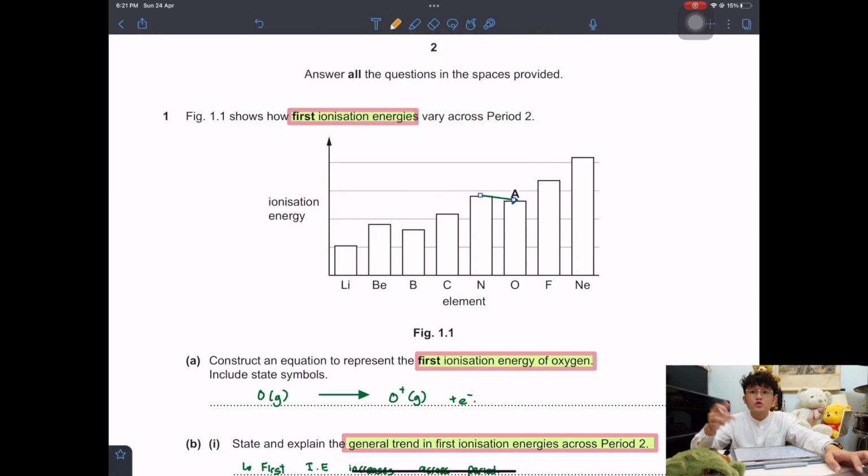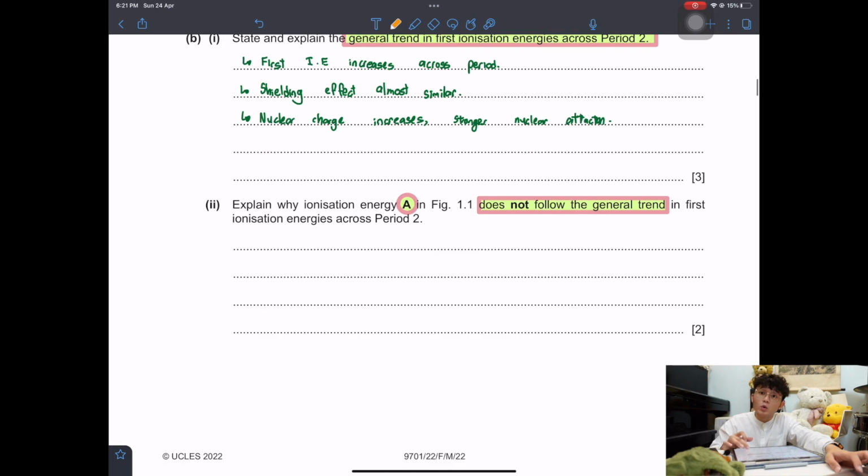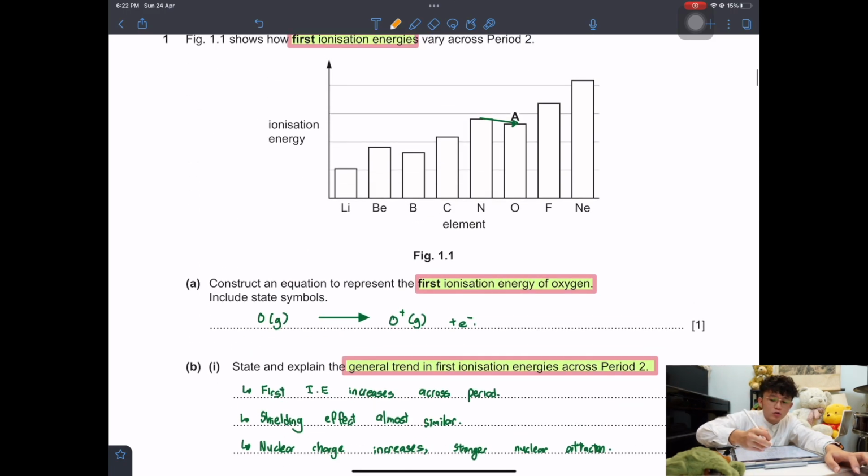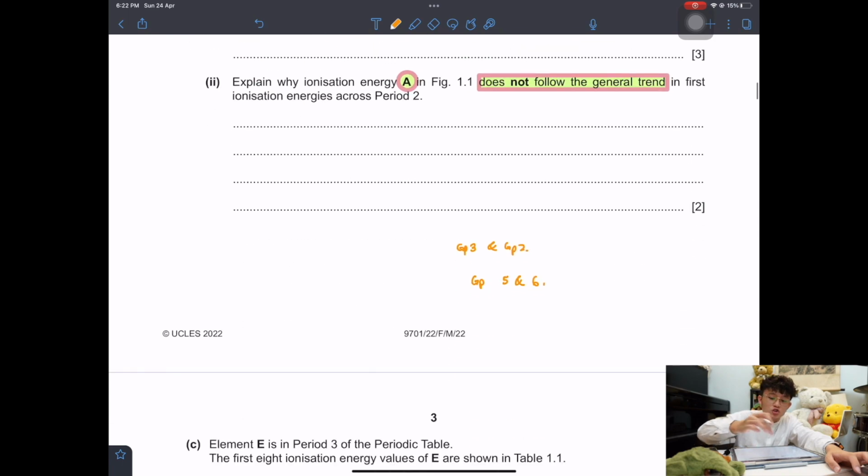If you are not so sure about it, there are two exceptions that you need to know. The first exception is from group 2 to group 3. Another exception is from group 5 to group 6. So you need to know the exceptions between group 2 and group 3, and group 5 and group 6. So why do they ask you about A? You know that nitrogen is group 5, oxygen is group 6.